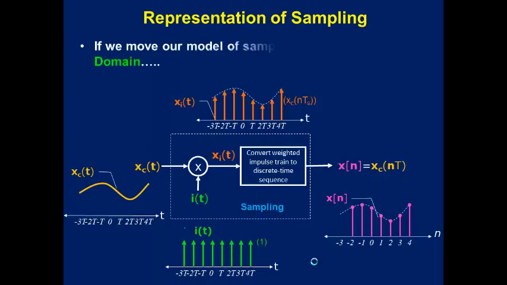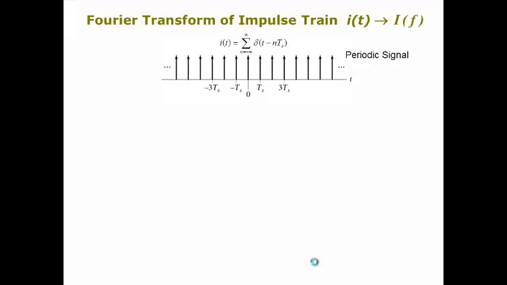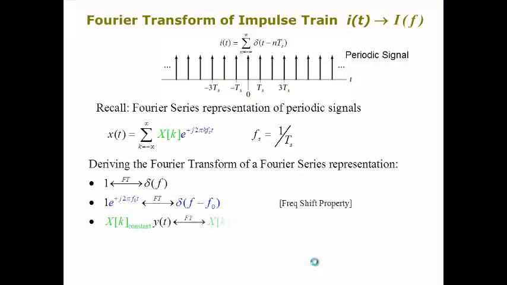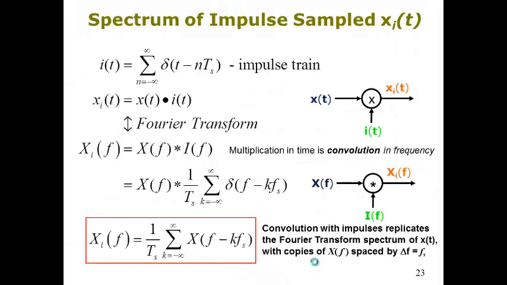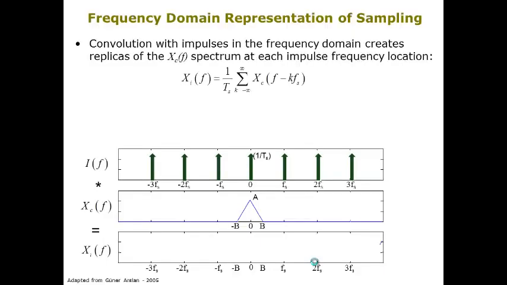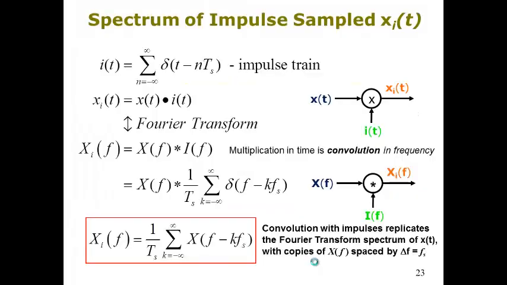Guess what? We got a bunch of impulses, and they're easy to convolve. I'm going to take this and convolve it with that. What do I get? A bunch of copies of that. All right, you want to see that actually? There it is. I get a bunch of copies.